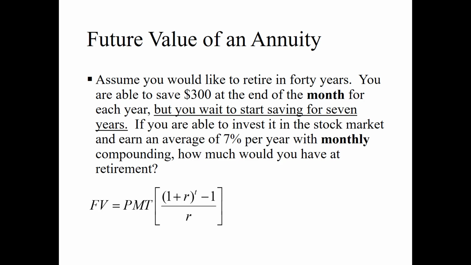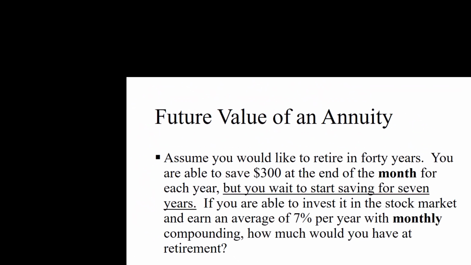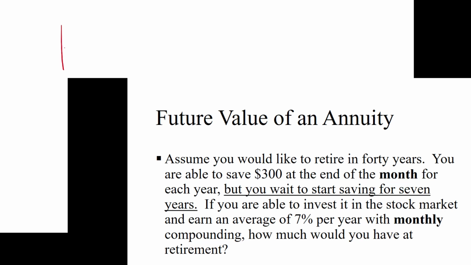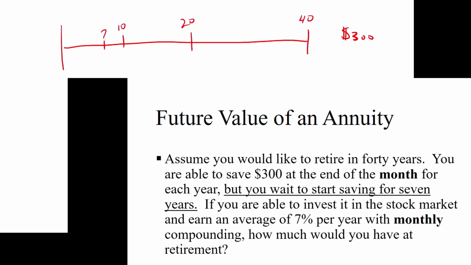And now we're going to look at another example. In the first two examples, we assumed that the person was going to start saving immediately. We're going to change that assumption for this problem. So assume you would like to retire in 40 years, and we're still going to save $300 at the end of the month for all the years that we're saving. But in this case, we're going to wait to start saving for 7 years. In other words, we're still going to retire in 40 years, but we're going to wait 7 years before we make any contribution.